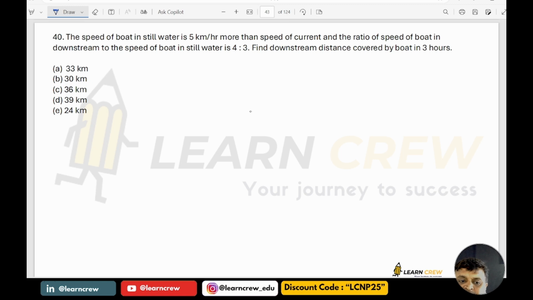So if the speed of the current is x, the speed of the boat in still water would be x plus y. And it is given that the downstream speed x plus y, compared to the speed of the boat in still water, is x plus 5.